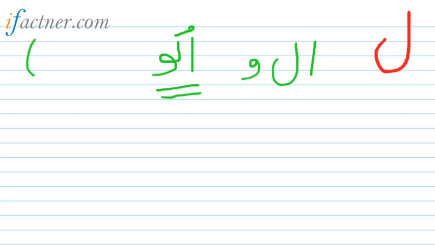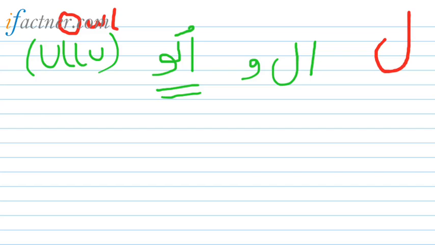There is a word called ullu. Alif, lam, waw. Ullu. It is written like this: alif, lam, waw. Alif pesh, lam, waw. Ullu. It is pronounced like this, and ullu means owl.